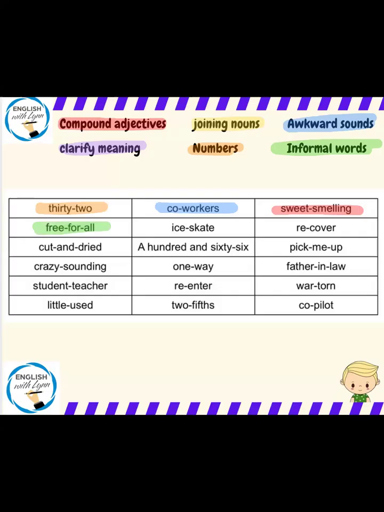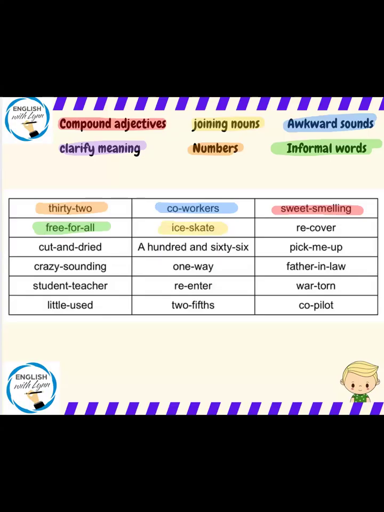The next one, ice skate. I'm joining my nouns together. So I've got ice is one noun, skate is a separate noun, but if I put them together, I am ending up with one noun. So that is an ice skate. I'm using it to join my nouns. Okay.